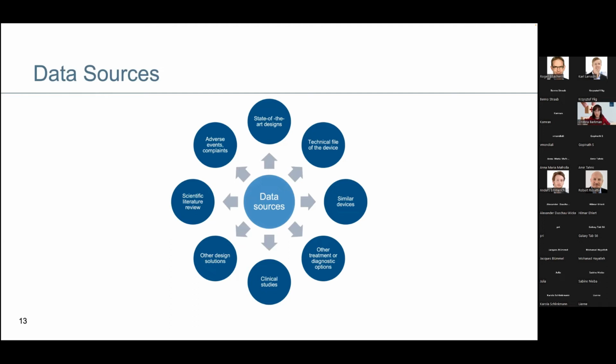And lots of the data will come also from the technical file of the device itself. So if you look at the risk data and the risk control measures and so on. And post-market data, adverse events, complaints, and so on. So these are data sources which you should look into and gather data which is relevant and can support your analysis.